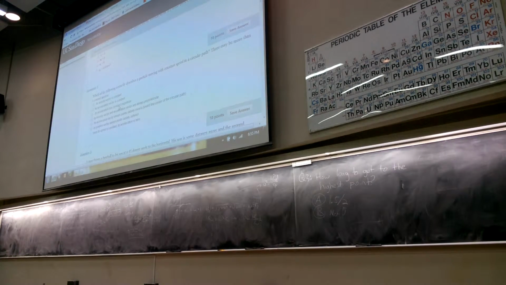The fourth one says they're always perpendicular. This is true because on a circle, the radial direction is always perpendicular to the tangential direction. And A points inward radially and B points tangentially, so those are going to be perpendicular. And the rest of them we can go through.